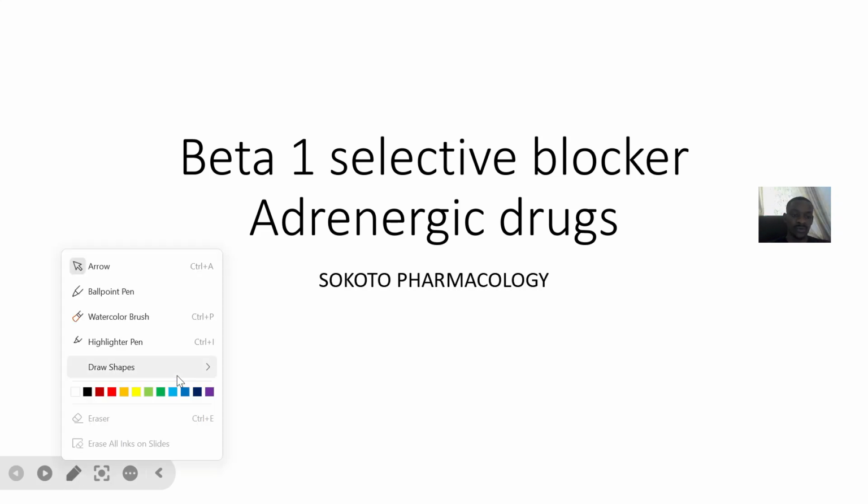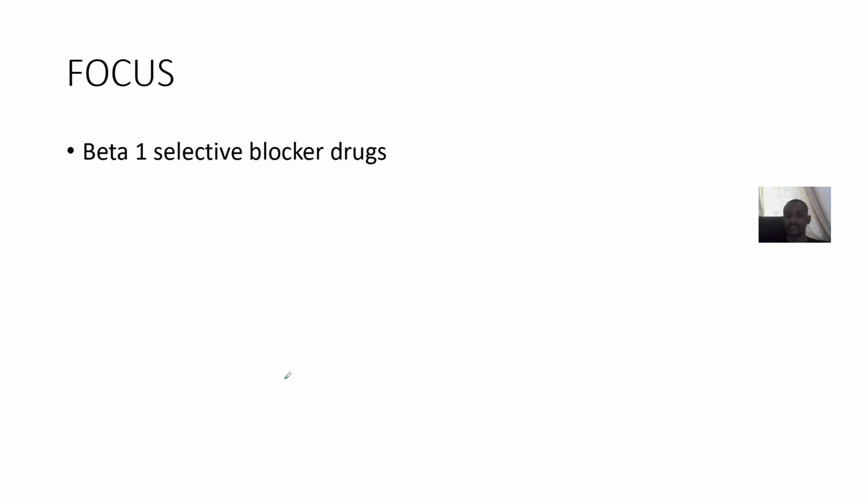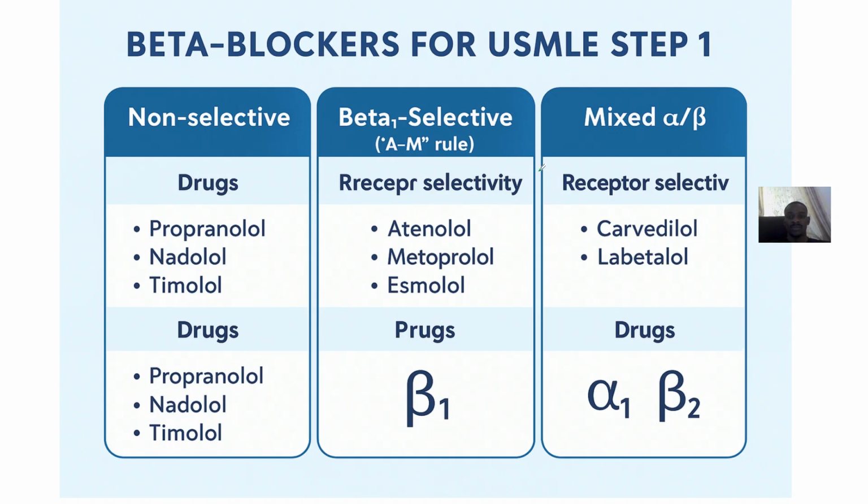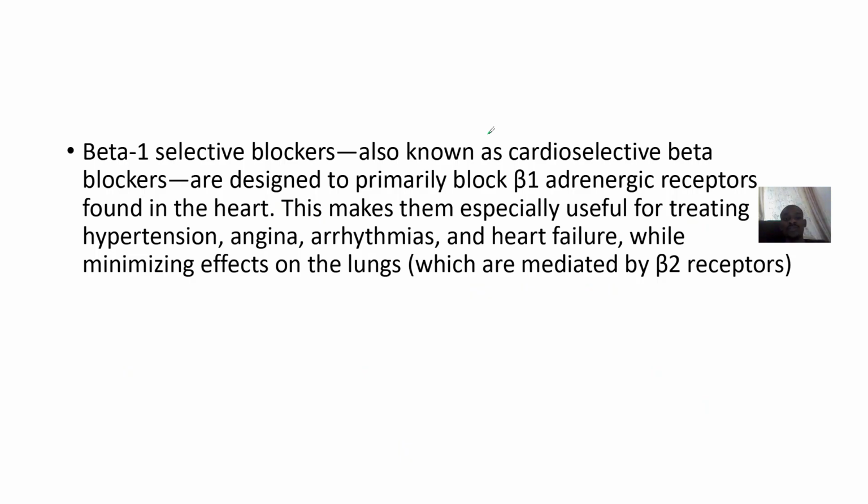So for this one, what we got is this. This is a beta 1 selective. So just focus on the beta 1 selective. We'll just do surface level knowledge on it. Then later on we'll come back and do the in-depth. So for the beta 1 selective blockers, they are also known as what?